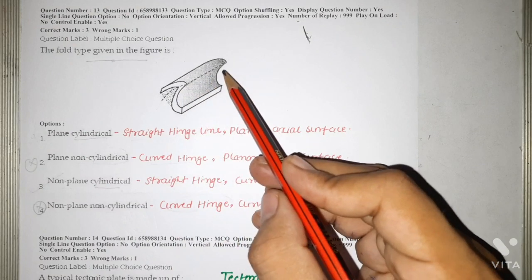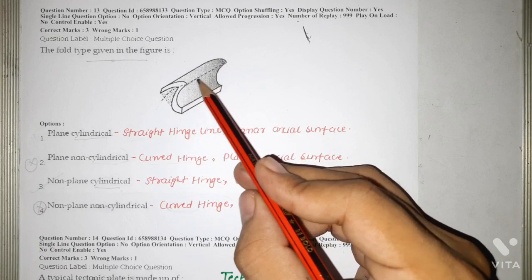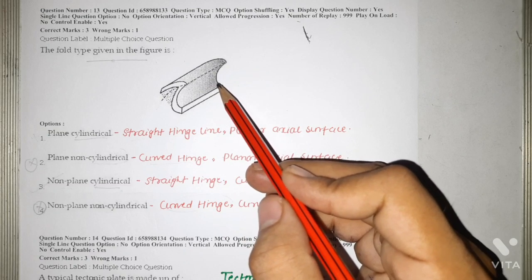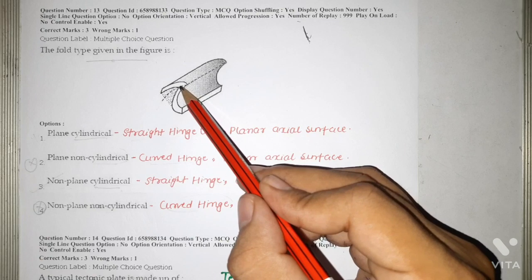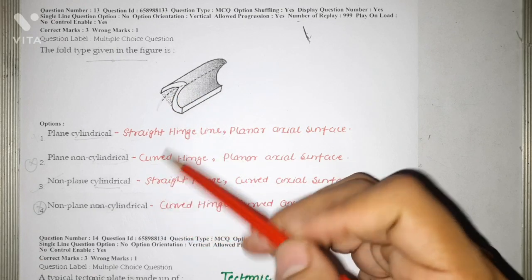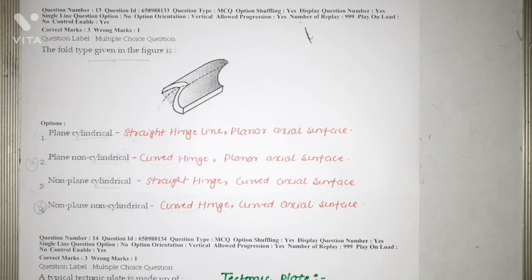Now say if this hinge line were curved, then the fold would be termed non-cylindrical. The next observation is to look at its axial surface. This axial surface is also folded in this fold, and if the axial surface is also folded then the fold is termed non-planar. So clearly from the first and second observations we can say that this fold is non-plane cylindrical.